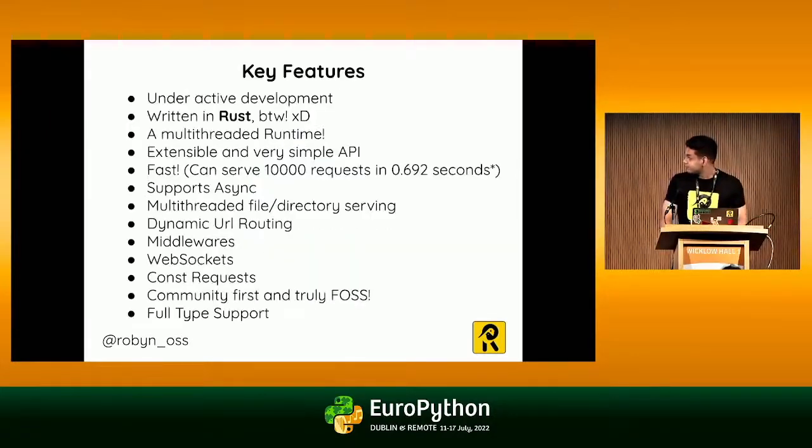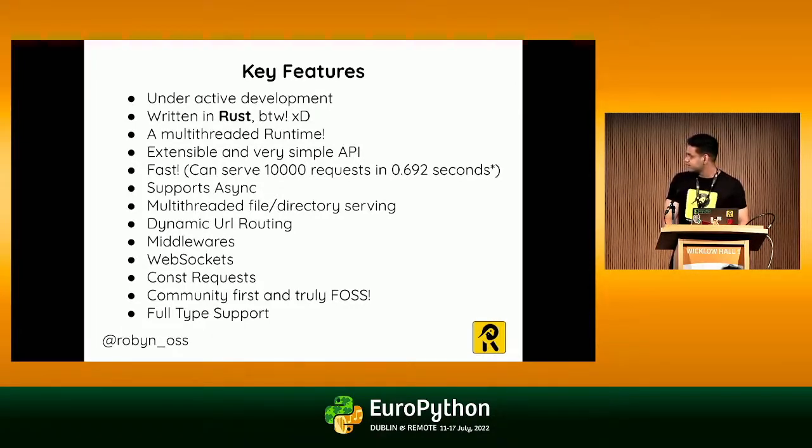So here are some of the key features. Firstly, it's under active development. Second most important feature, that it's not written in just another language. It's written in Rust, by the way. It has a multi-threaded runtime. It has a very simple API, and it's fairly extensible for you. It's fast, and it can serve around 10,000 requests in 0.692 seconds on a dual-core MacBook, which is a very old machine. If you want the latest stats, you can check out the latest release on a very strong machine.